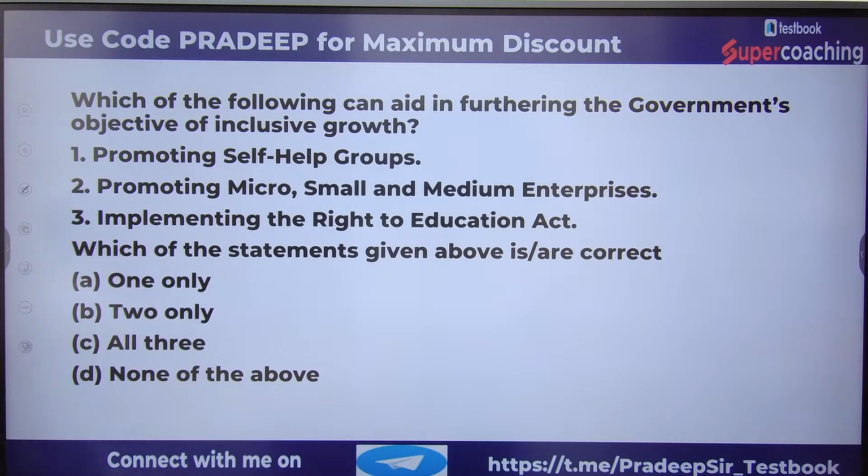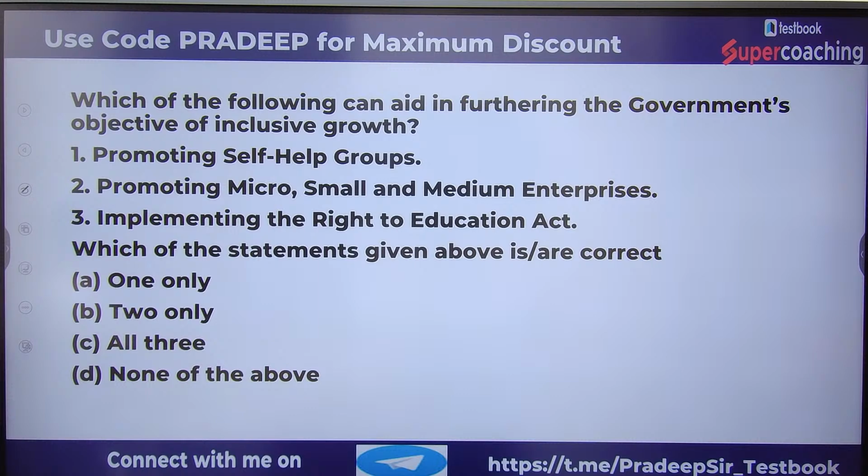Second statement, if we promote the micro, small and medium enterprises, they are labor intensive. If they are labor intensive, that means they are going to give employment opportunities to more and more of the population or individuals. That's why it will be instrumental for converting economic growth into economic development, and for inclusive growth.